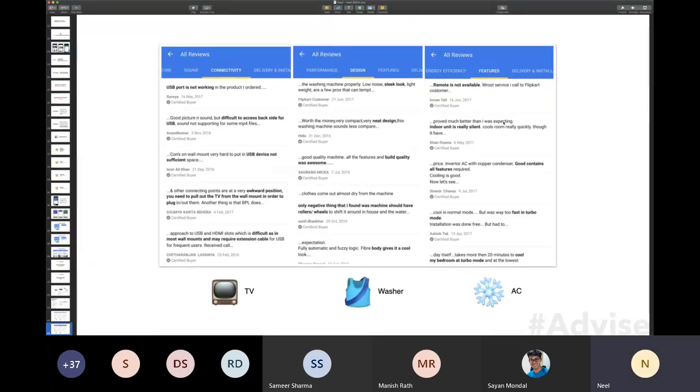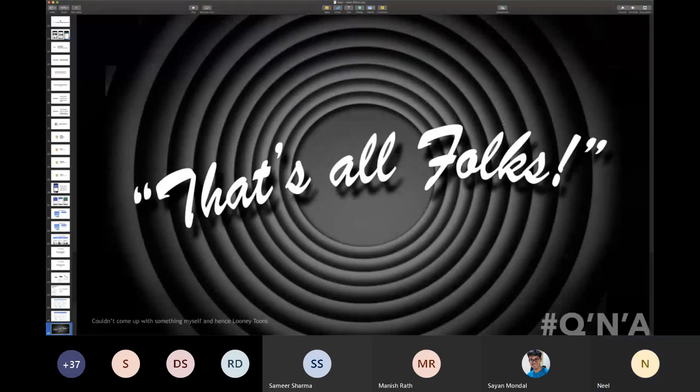Same as with reviews, there are sections created for reviews of all the things. On TV, you have connectivity, sound. For washing machines, those sections are also created.